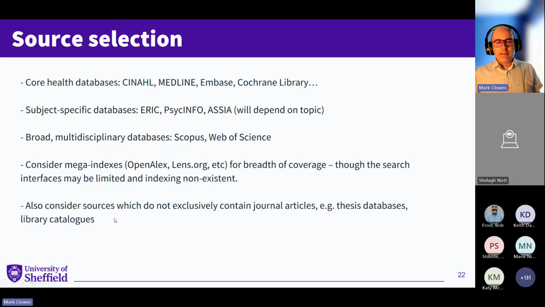And you might want to look for things like theses and dissertations, library catalogues, which wouldn't normally be part of your traditional Cochrane type search.